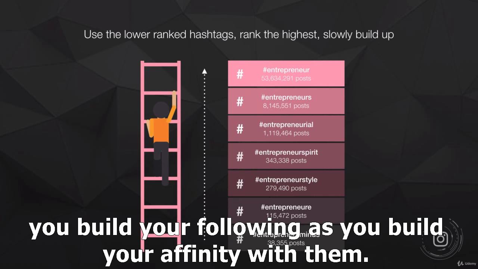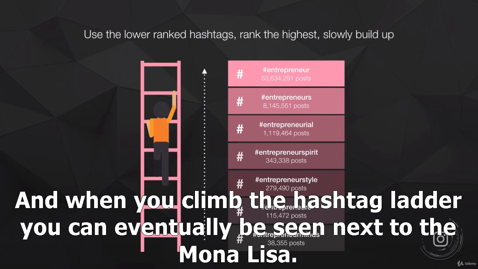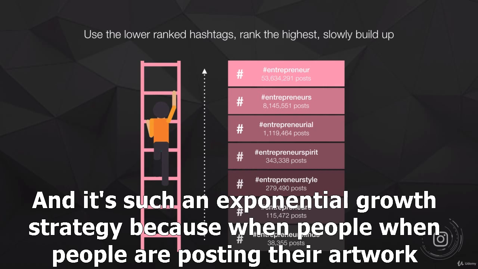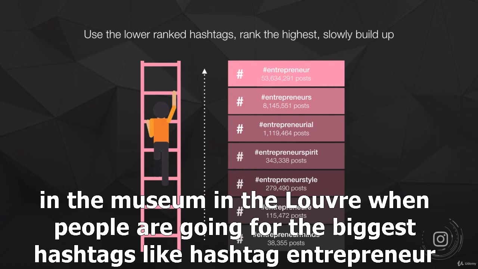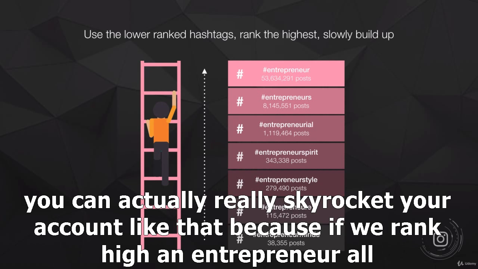As you build your following, as you build your affinity with them, you start climbing this hashtag ladder. And when you climb the hashtag ladder, you can eventually be seen next to the Mona Lisa, and you'll actually be competing with it. And it's such an exponential growth strategy, because when people are posting their artwork in the Louvre, when people are going for the biggest hashtags like hashtag entrepreneur, you can actually really skyrocket your account like that.